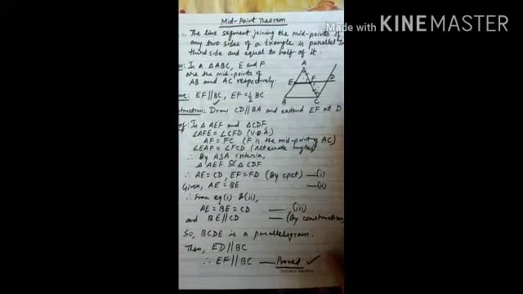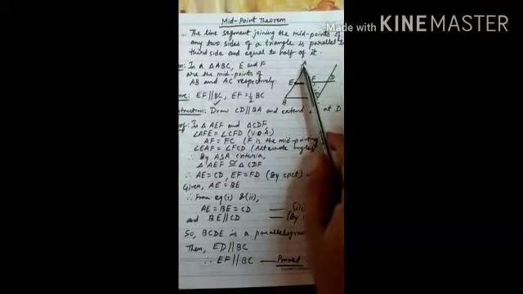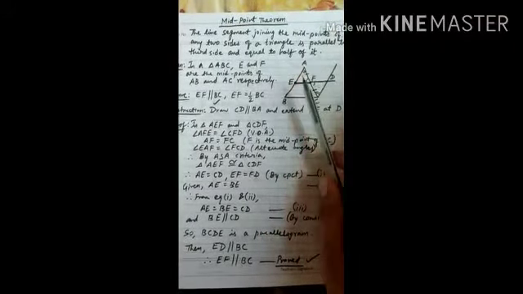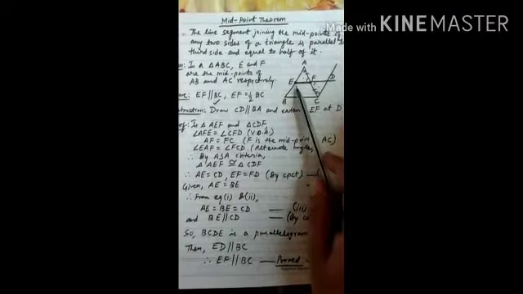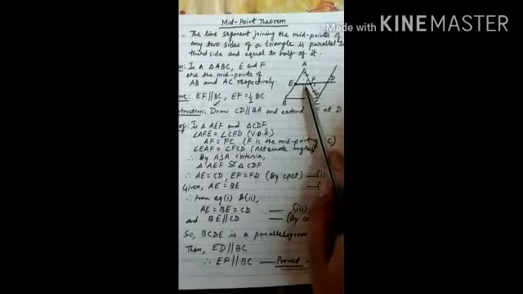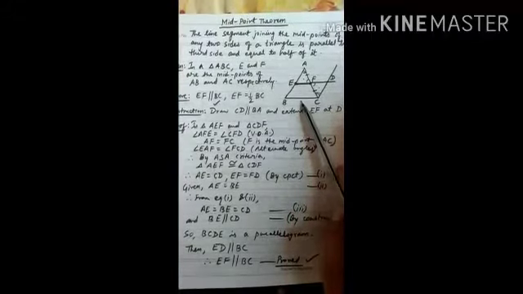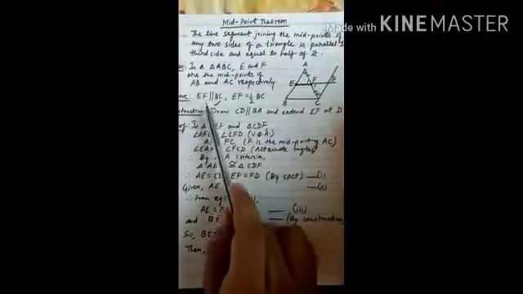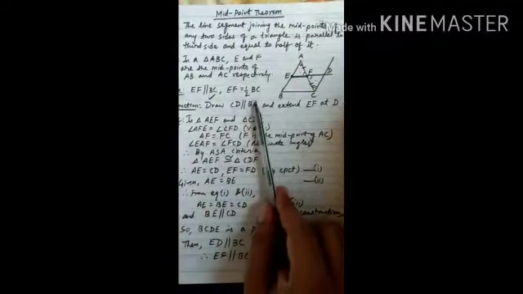Let us understand this statement by using a figure. See, ABC is a triangle. According to the question, the line joins the midpoints of two sides. E and F are the midpoints of AB and AC, so this line is joined, EF. We have to prove that EF is parallel to BC, and also that EF equals half of BC.